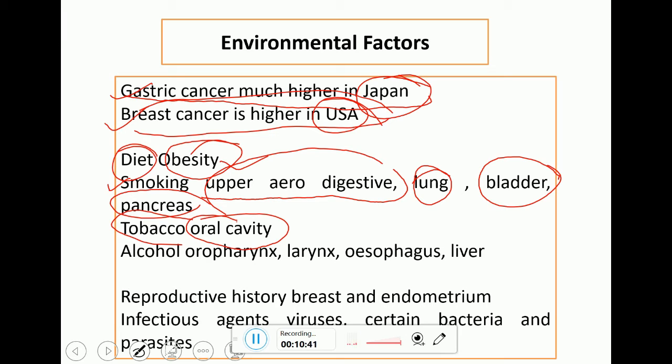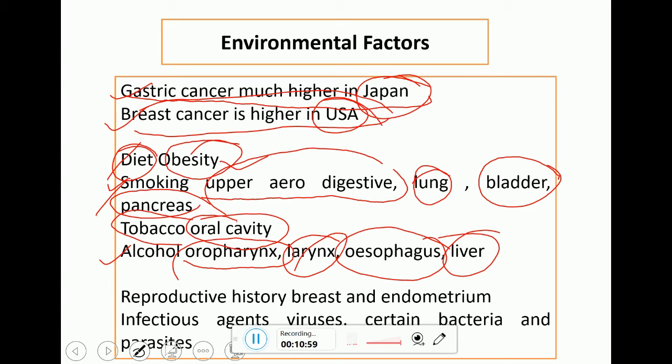Alcohol is also linked to cancer, but the majority of cases are linked with diet and smoking. Alcohol is linked to very few of those cases. People who drink alcohol have been reported to develop oropharynx cancer, larynx cancer, esophagus cancer, and liver cancer. Certain individuals with a reproductive history, like a few females having continuous exposure to the hormone estrogen, are prone to develop breast cancer and endometrium cancer.